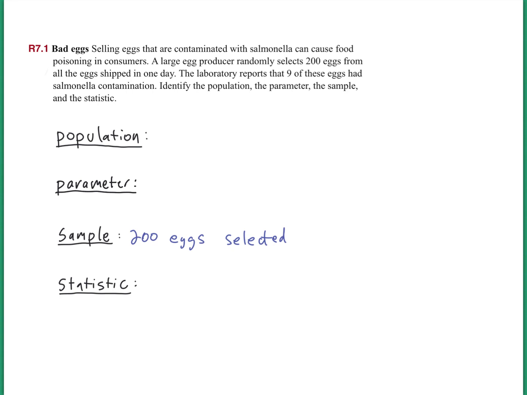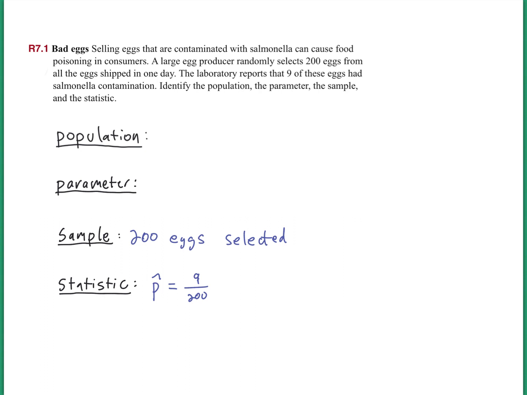Okay, the statistic is, in this case, they say the laboratory reports 9 of these eggs had salmonella contamination. So, they said 9 out of the 200 had salmonella, so that's like a proportion. Since this is a statistic, a proportion will be p hat. This is just 9 out of the 200. So that's our statistic, which is a sample proportion. All right, and now it makes sense to do the population.